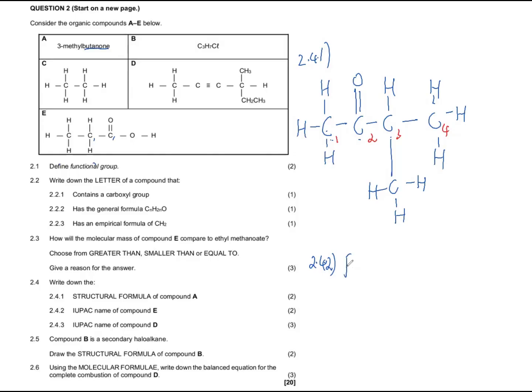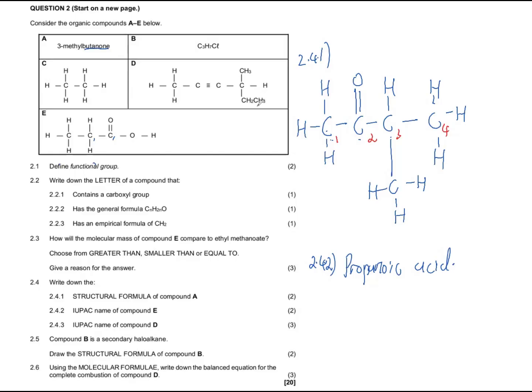What's 3? Propanoic acid. Okay. And then the IUPAC name of compound D. Where are we going to start numbering?